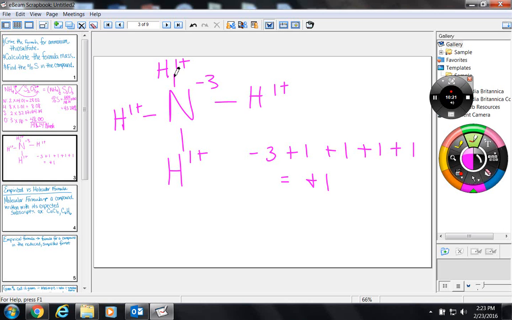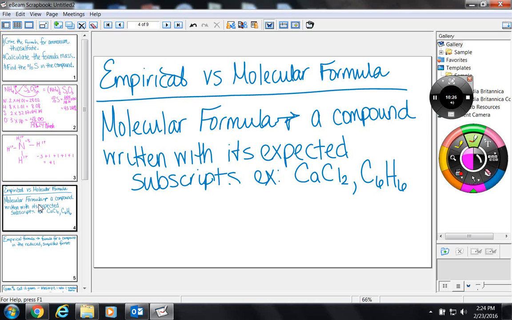All right. So, starting empirical versus molecular formula. A molecular formula is just a compound written the way you expect it, whether it be NaCl, CaCl2, C6H6, any of those. CO2, N2O4, NO2, yes, empirical formula. So molecular is just the way you expect any formula to be written, whether it's covalent, ionic, acidic, or later organic.